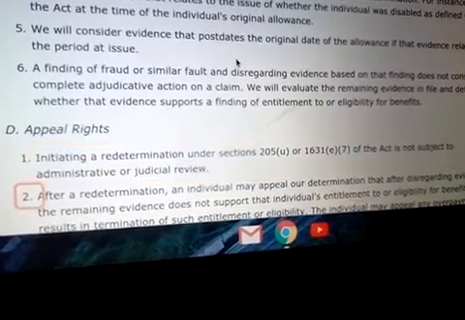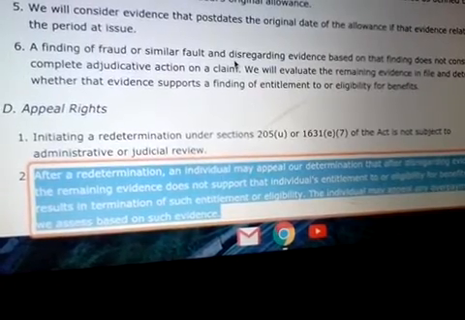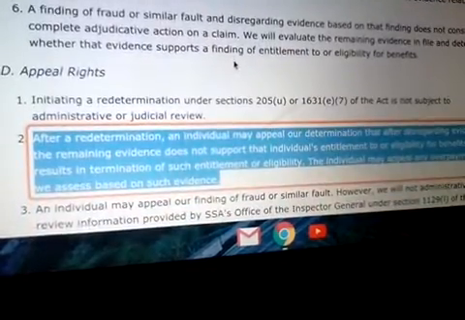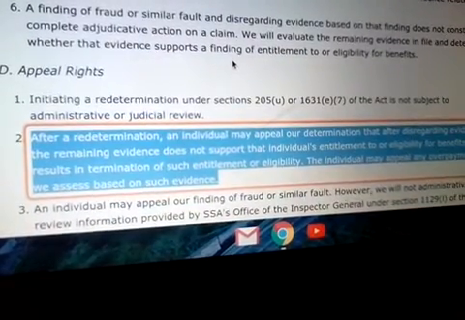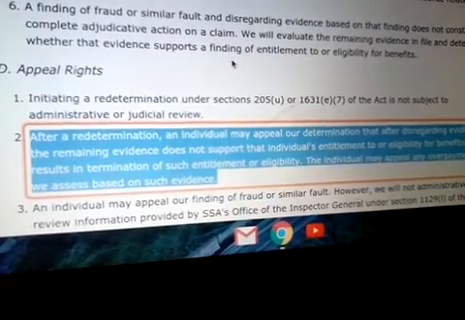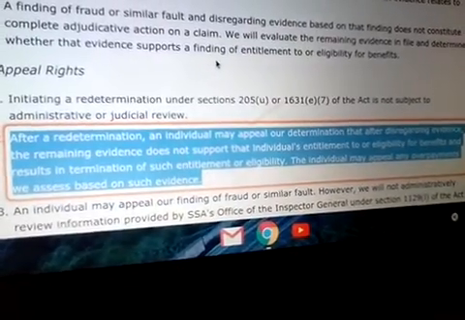2. After a redetermination, an individual may appeal our determination that after disregarding evidence, the remaining evidence does not support that individual's entitlement to or eligibility for benefits and results in termination of such entitlement or eligibility. The individual may appeal any overpayments we assess based on such evidence.